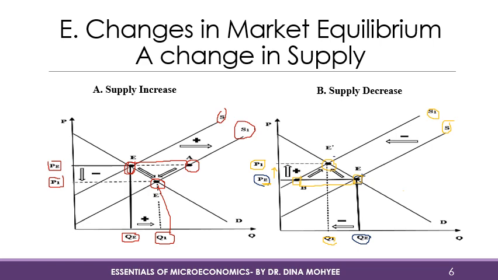Therefore, a decline in the supply, or a decrease in the supply, will cause the supply curve to shift to the left, reaching a new equilibrium point at a higher price and lower quantity. Now we have completed our analysis of the demand and supply model.